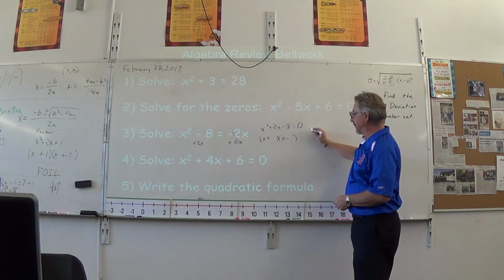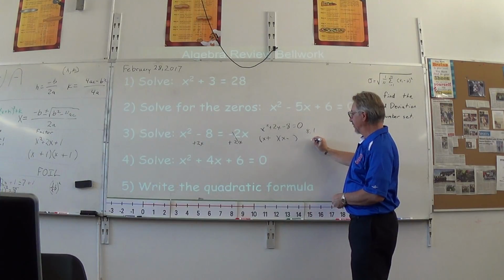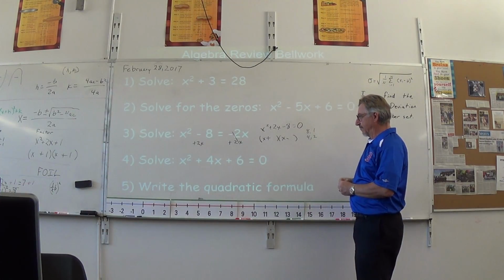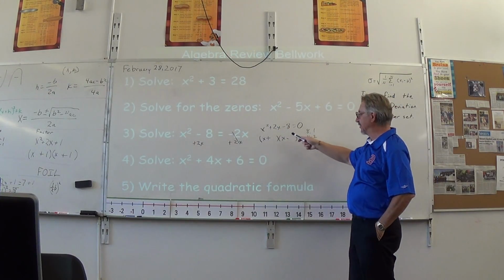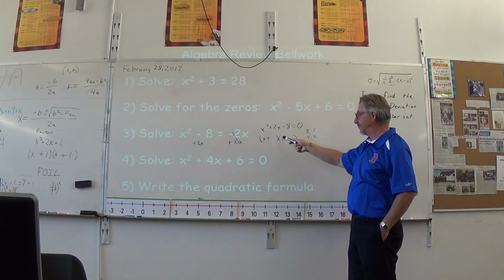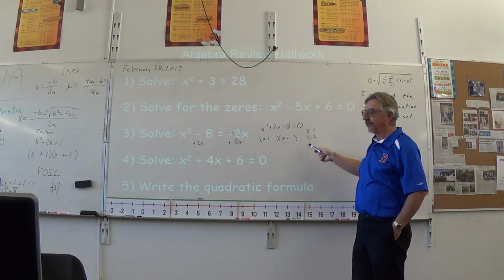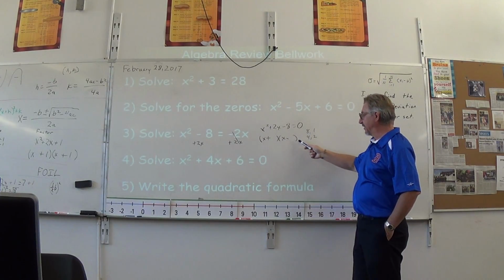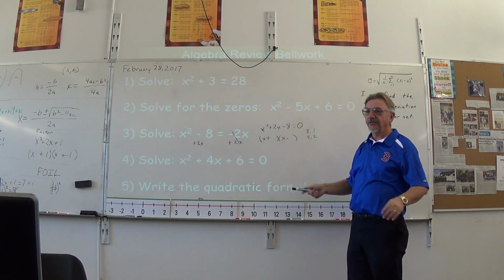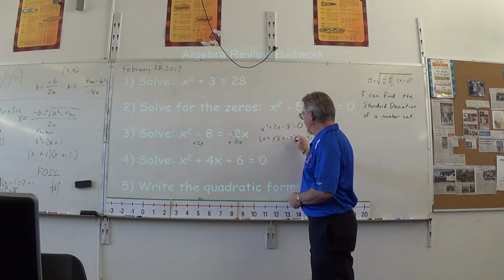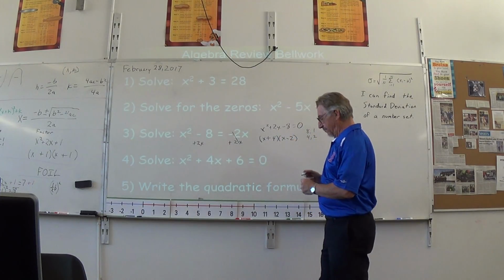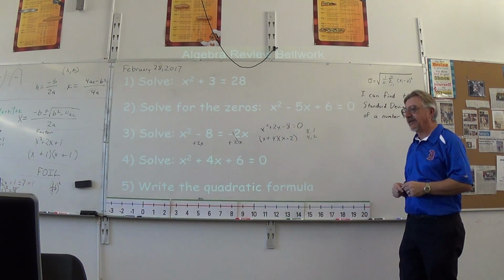So now I factor my 8. I have 8 and 1, 4 and 2. 8 minus 1 equal 2? No. Does 1 minus 8 equal 2? No. So then we'll try 4 and 2. Plus 4 minus 2 equals 2. So I've got x plus 4, x minus 2.